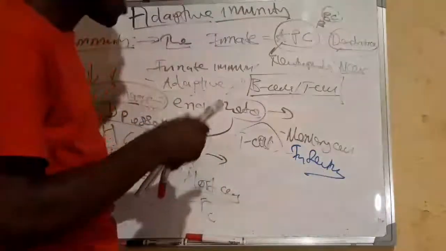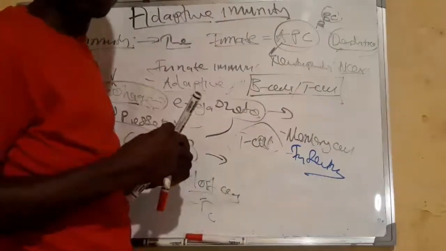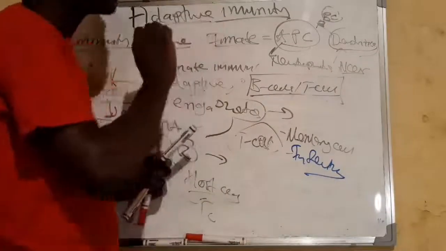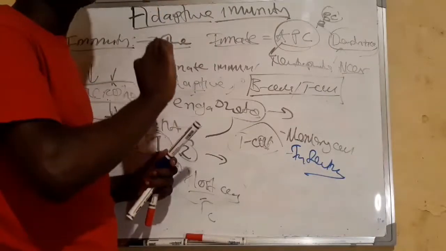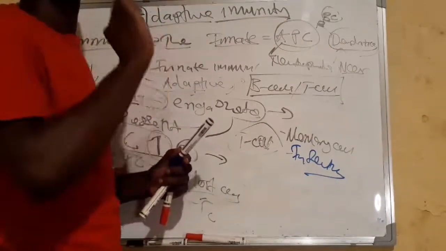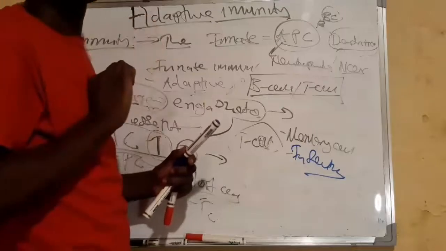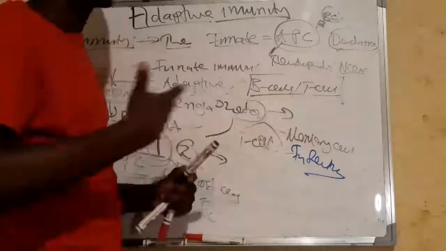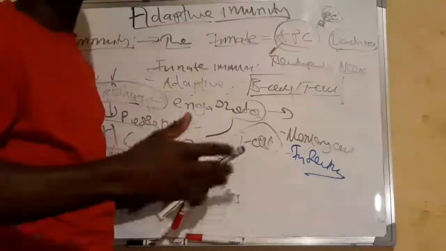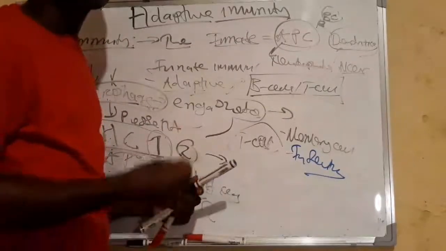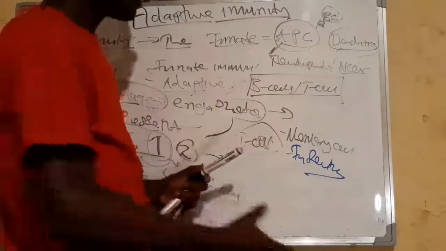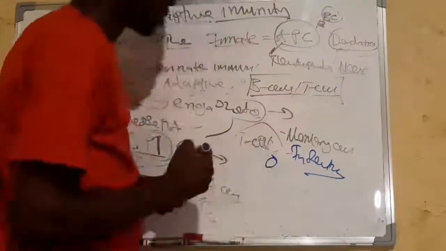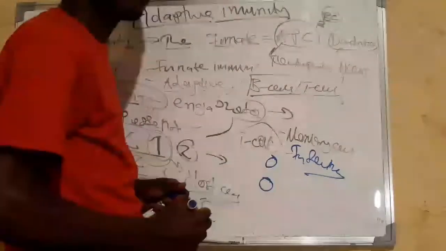So remember, why are we only talking about B cells and T cells? Because we are talking about adaptive immunity. Adaptive immunity is only mediated by lymphocyte cells. So when the B cells become activated, they proliferate. Also the T cells, when activated, proliferate. Let's say this is the T cell, and this is the B cell.